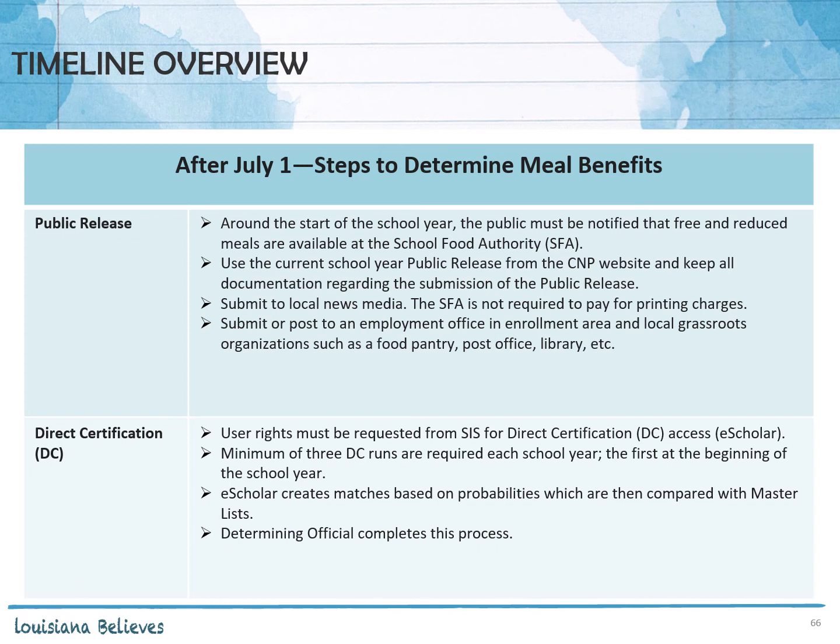User rights to access these lists must be requested from SIS for direct certification access in eScholar, which is Louisiana's method for direct certification SNAP lists. SFAs are required to run a minimum of 3 DC runs each school year, the first at the beginning of the year. eScholar creates matches based on probabilities, which are then compared with master lists. The determining official completes this process.